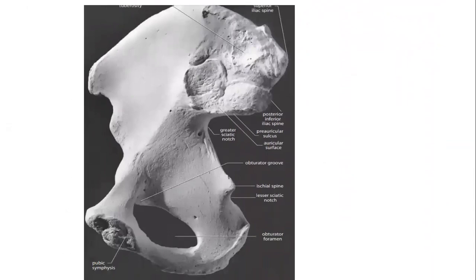This, like the other images, is a bone extracted from someone who passed away a long time ago. So we have the structures: the obturator foramen, the obturator groove, the ischial spine, the lesser sciatic notch, the pubic symphysis here, the greater sciatic notch, the auricular surface, the preauricular sulcus, the posterior inferior iliac spine, and other structures found on the bone. You can identify them on your own. Yeah, right here.